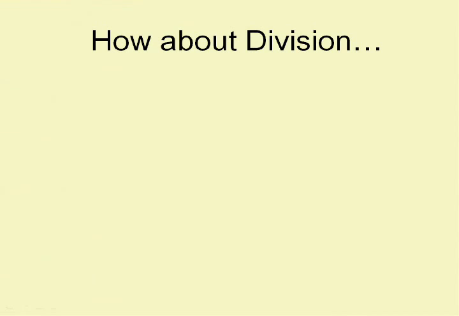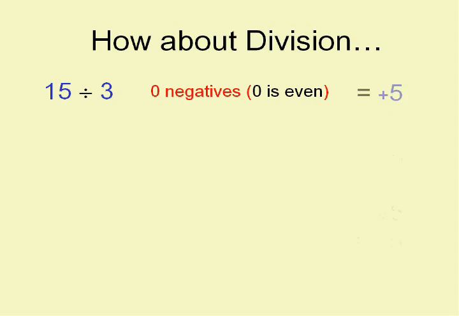Now what about division? Well, division is going to work the exact same way. Let's start with an easy one. 15 divided by 3. How many negatives are there? Well, there's none. 0 is even. And of course you knew the answer to this is 5, but not just 5, positive 5. Because an even number of negatives gives you a positive answer. They undo each other.